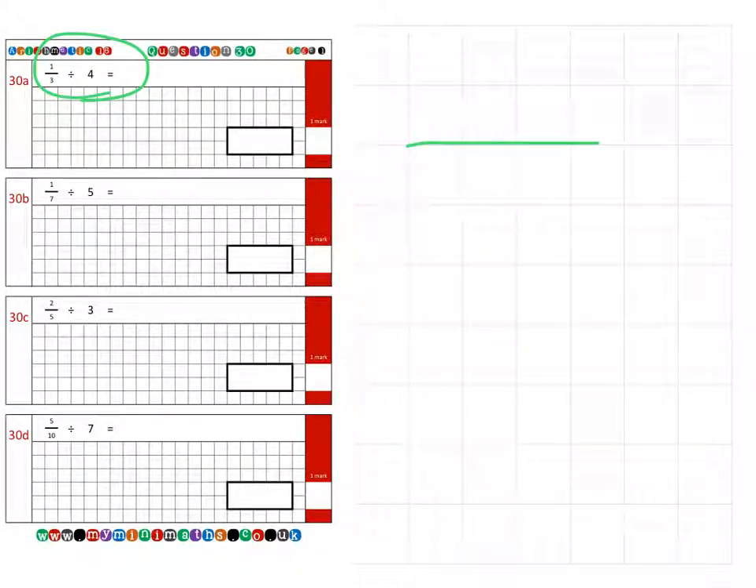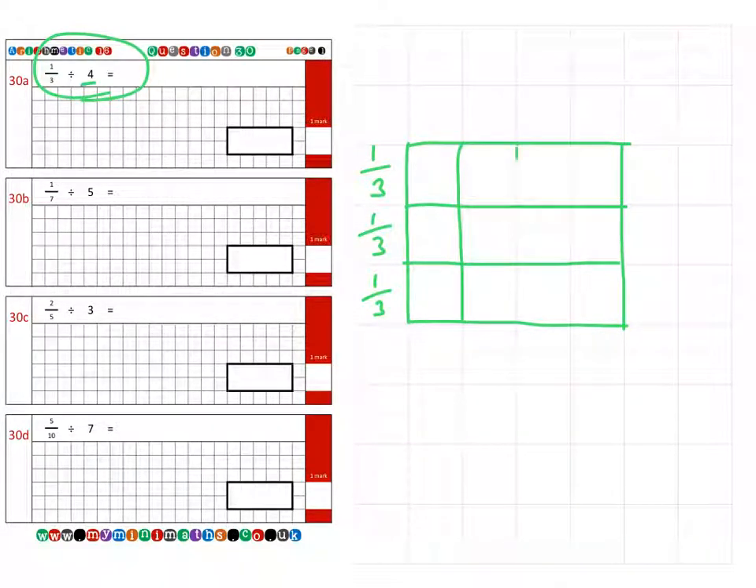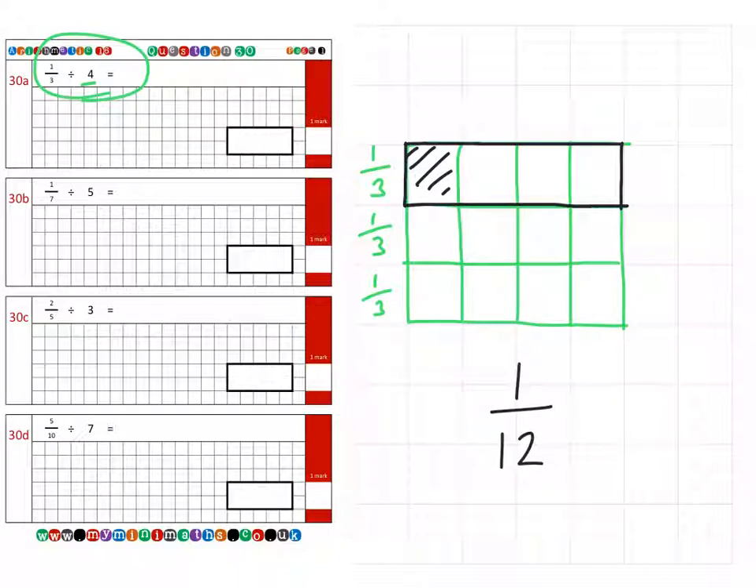So if we draw ourselves a box and create 3/3. Here's the first third, the second third, and the third third. Now, as it says here, we need to divide by 4. So we're going to divide each of those thirds into 4 equal parts. Now, if I take my original third here, and I divide that third by 4, I finish with 1 out of the 12 boxes altogether.